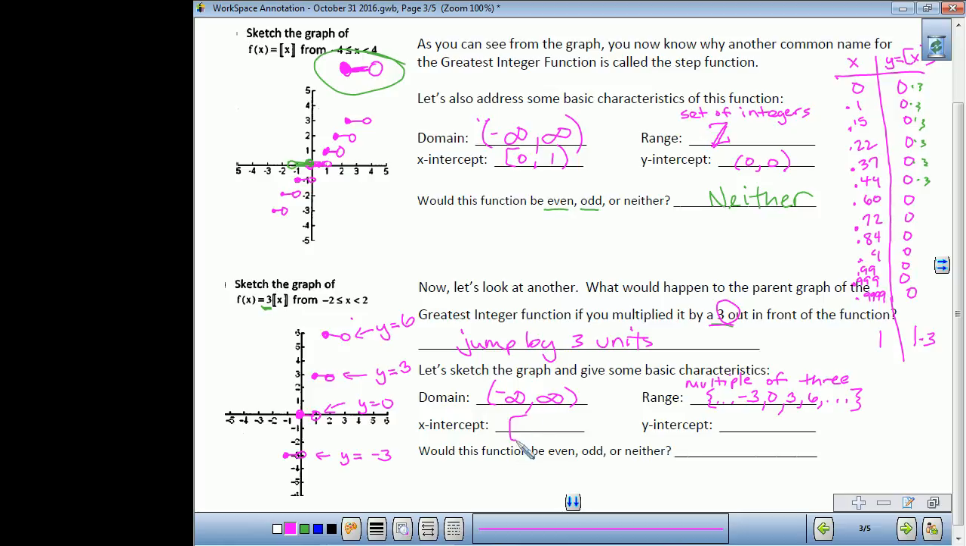Alright, the x-intercept is from 0 to 1, and the y-intercept is the point 0, 0.